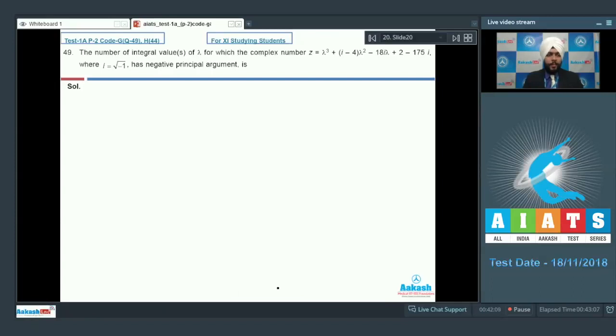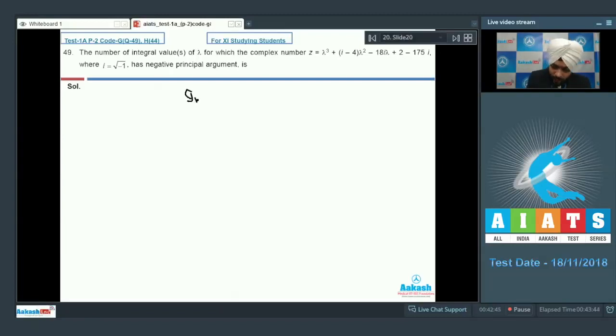Question number 49 says that the number of integral values of lambda for which the complex number lambda cube plus iota minus 4 lambda square minus 18 iota lambda plus 2 minus 175 iota, where iota is under root of minus 1, has negative principal argument. Students, it is a very easy question. A given complex number has negative principal argument if it is lying either in the fourth quadrant or in the third quadrant. That means the imaginary part of this number, the y part of x plus iota y, has to be negative. That is the only condition which needs to be applied.